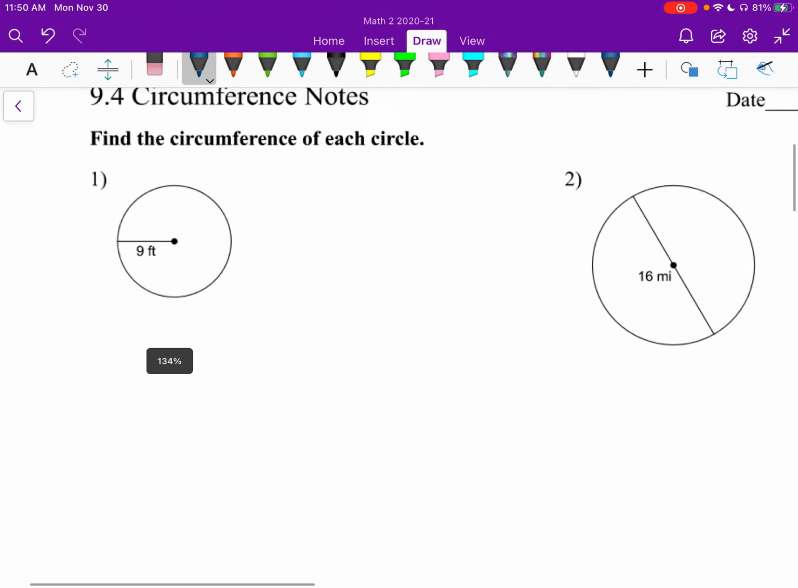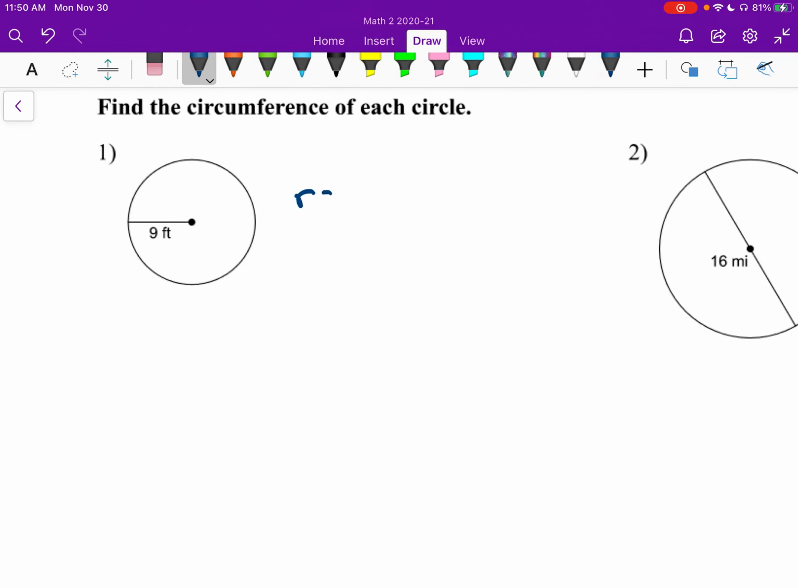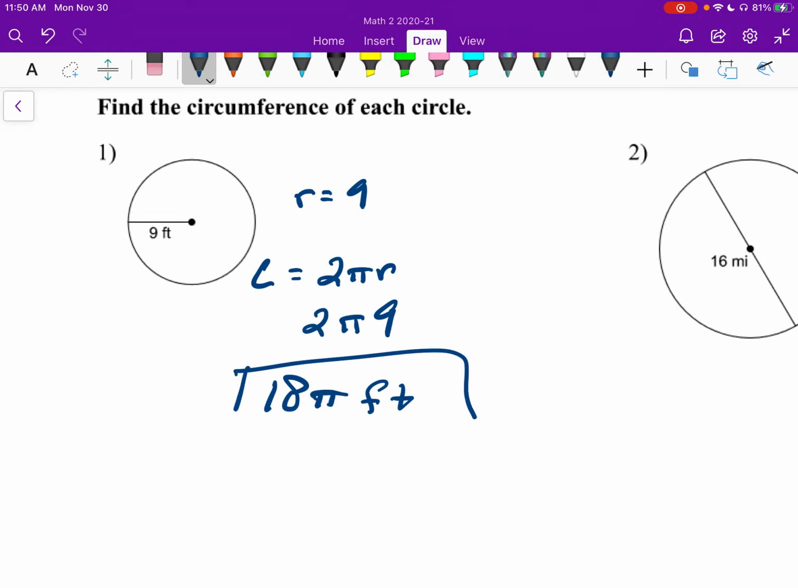So starting off, number one, our radius is 9. So our circumference is 2 pi r, so 2 pi 9, which is 18 pi. Our units are going to be feet, right? Circumference is a measure of length. Circumference is a circle's form of perimeter, right? Normally we can say perimeter is the distance around the shape, right? We add up the side lengths of all the different edges. Circumference is the perimeter of a circle, right? So it is a distance.